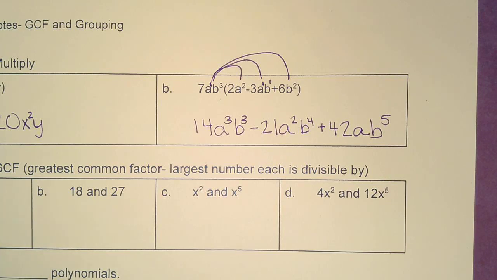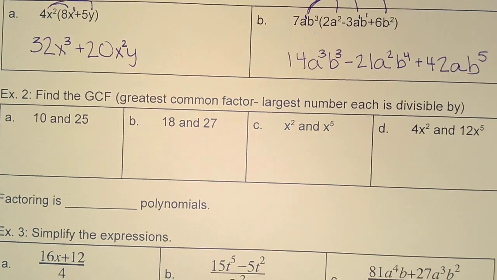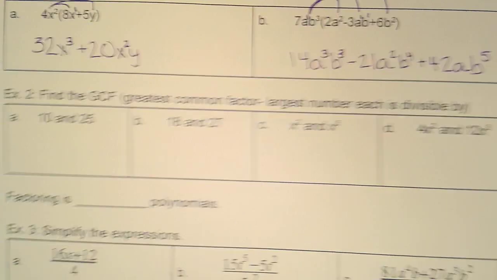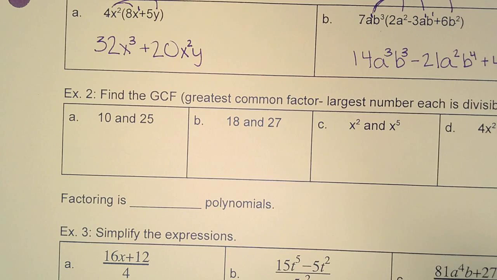Okay, so today we're going to be taking out a GCF or factoring out a GCF. So greatest common factor is the largest number each is divisible by. So let's just practice finding the GCF of these 4.